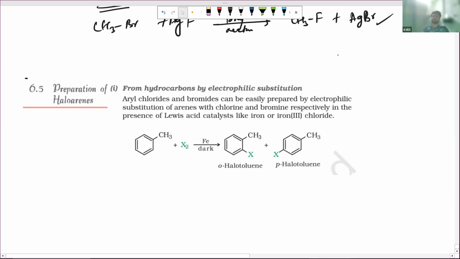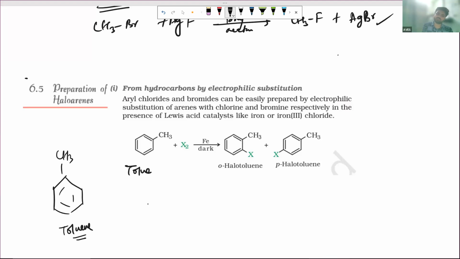Now the next topic is preparation of haloarenes. Arenes means there will be benzene rings. Alkyl chlorides or alkyl bromides can be produced, and we have toluene. When a benzene ring is attached with a CH3 group, it is called toluene. So this is toluene.